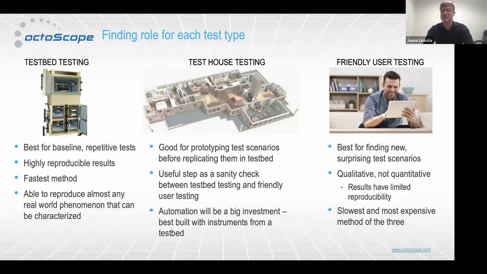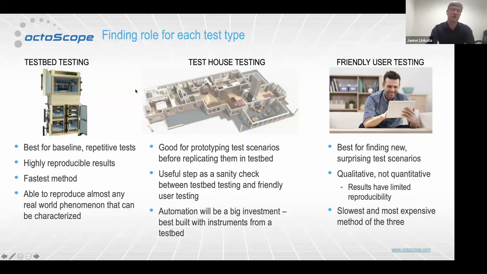The issue with this is that you get sort of qualitative, not quantitative results. They're very fuzzy reports, and so you have to spend a lot of time understanding what the issues are. It is the slowest and the most expensive method of the three, but you can't really omit it.